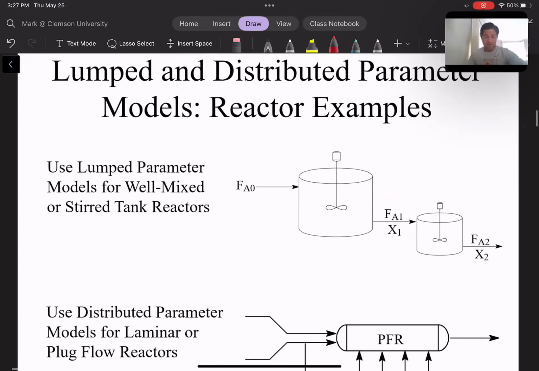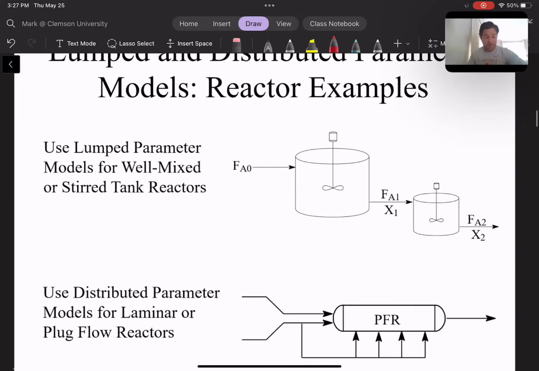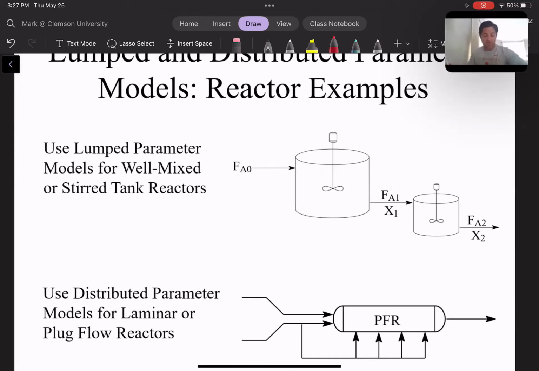We can also think about these distributed and lumped parameter models based on different types of reactors. For example, if we look at continuous stirred tank reactors, CSTRs have the assumption of constant volume and well mixed. What well mixed means is that there's no variation in temperature and concentration of a given species inside the reactor. So we would assume that the concentration of species A, the reactant, is constant throughout the system. Therefore, the temperature is constant.